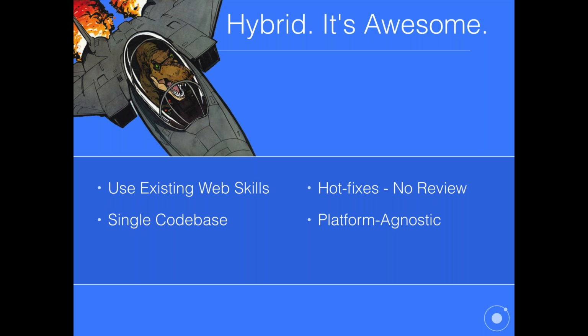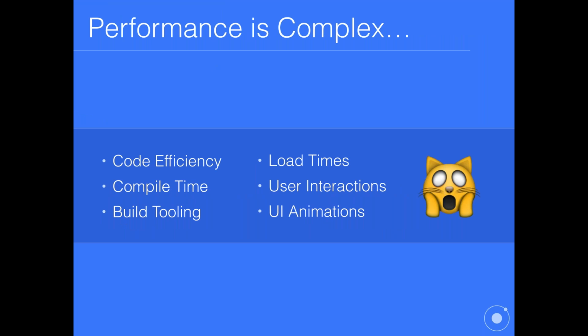Also, with Hybrid, you get to do hot fixes for free. That means that JavaScript can be loaded dynamically without having to go through App Store review. And it's mostly platform agnostic, with the exception of some minor styling that differs across different platforms. And then most importantly, no Java, no Objective-C to have to worry about.